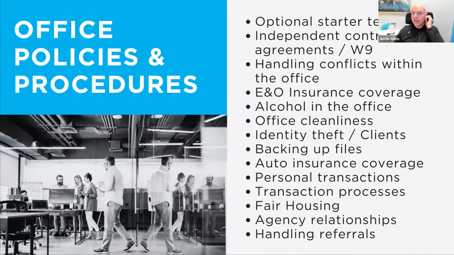And then dealing with independent contractor agreements, getting W-9s from your agents, and handling conflicts within your office are some of the things we talk about in policies and procedures. What your E&O insurance covers, whether you provide that as part of a benefit for all your agents or they provide it, what the coverage needs to be, if there's any property management or any other kind of dealings, or if they're buying and selling their own properties, that's different E&O insurance coverage.